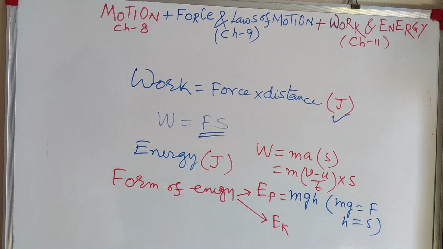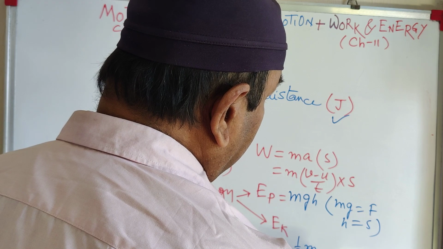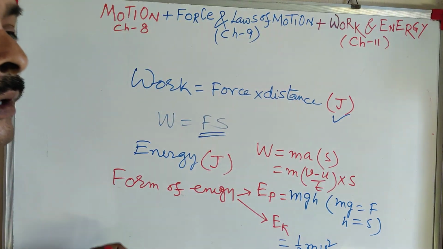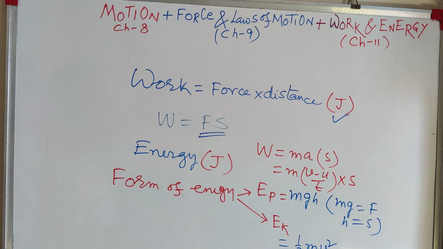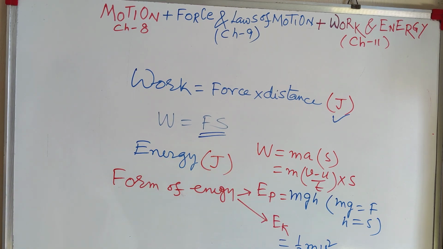So m into g into h is the potential energy, and for kinetic energy it is half into m into v square. It has a different calculation, a different derivation, of how half into m into v square has come. Now when the problem is given, go through the problem very clearly. Whether the body is in motion, then half into mv square will be applicable, and if it is at rest, then m into g into h will be applicable.